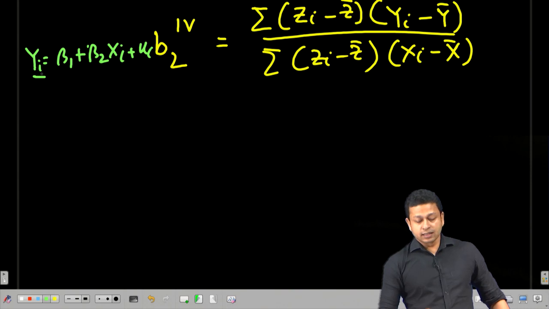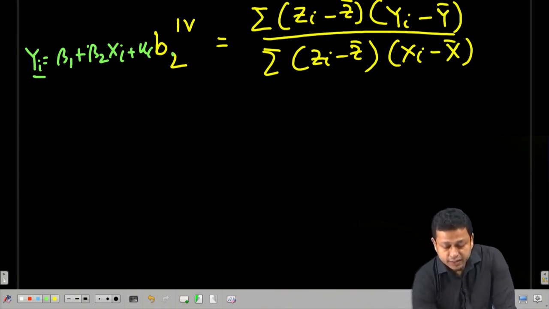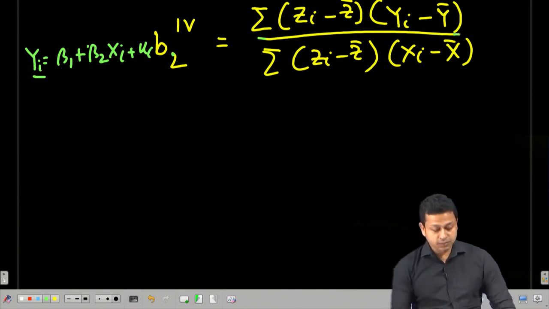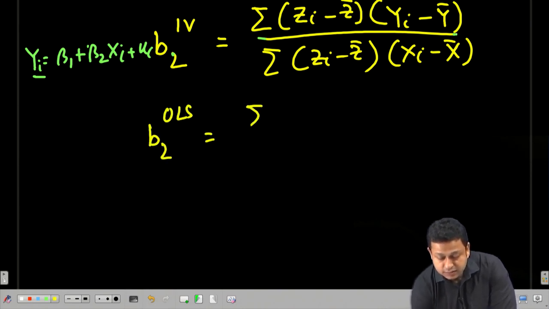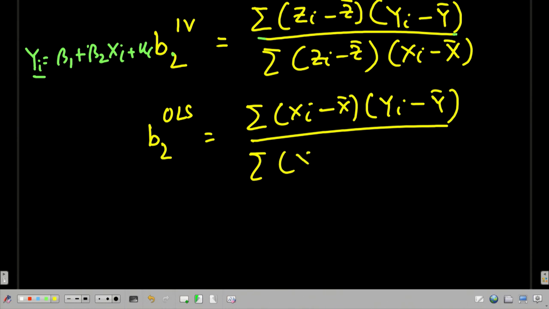Now, in this regression, you can see that the way we express beta 2 IV is somewhat similar to the way we express beta 2 OLS. We know beta 2 OLS is equal to the summation of (x_i minus x bar) into (y_i minus y bar), divided by the summation of (x_i minus x bar) squared, over all n.